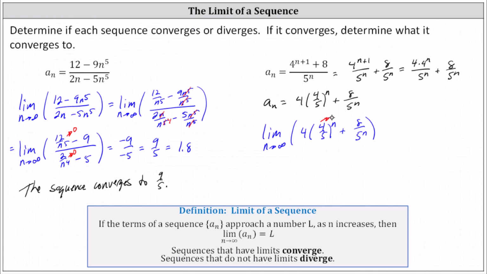So this part of the limit approaches 0, and then for 8 divided by 5 to the power of n, 5 to the power of n approaches infinity. As n approaches infinity, 8 divided by an increasing value gets smaller and smaller and approaches 0, which indicates the limit is equal to 0, and therefore the sequence converges, and it converges to 0.